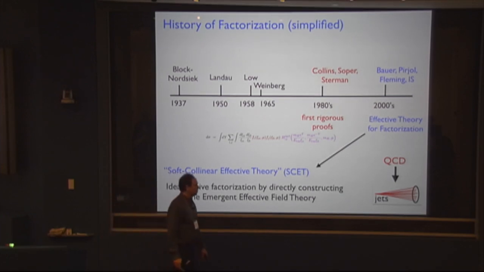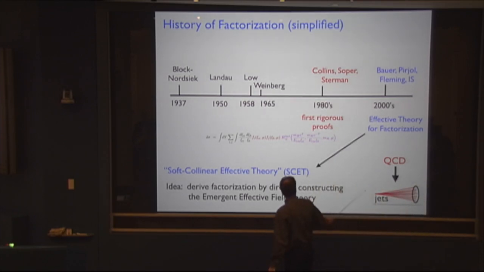So we had QCD. It was not obvious that these jets were there in QCD, but in this effective theory, these jets are kind of going to become the degrees of freedom of the effective theory, or close, not precisely, but they're going to be very apparent in the construction of the effective theory right from the get-go. So we're going to construct an emergent effective field theory from our full QCD.